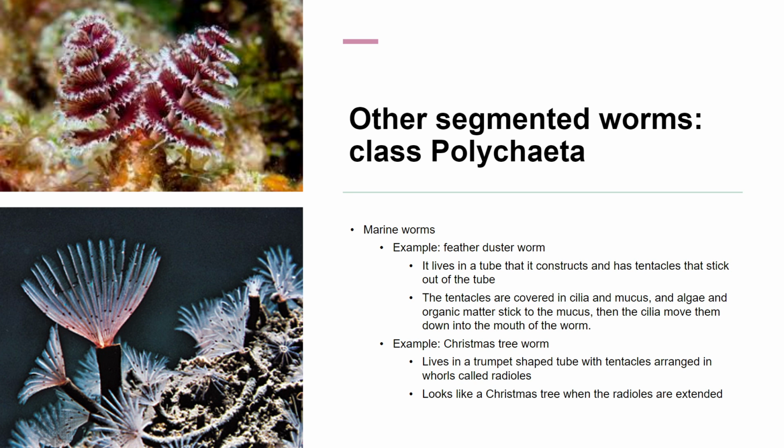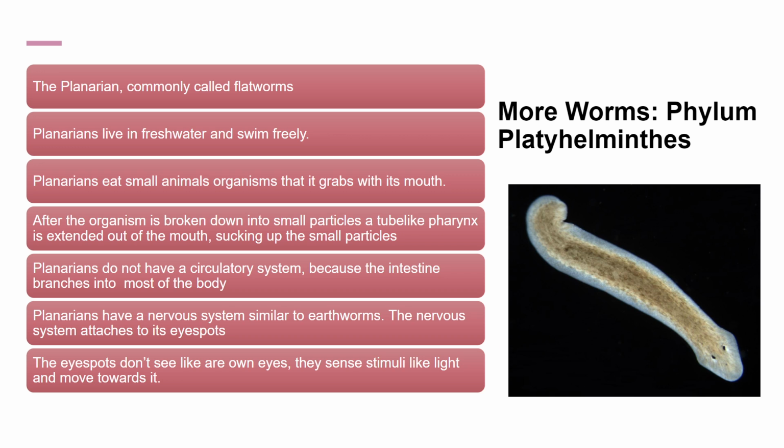Another type of segmented worm is the polychaetes. The feather duster worm is a good example. You can see that in the lower left. And the Christmas tree worm is another example. So they tend to look mostly kind of like coral or sea anemones, and a lot of them are going to be aquatic and primarily marine.